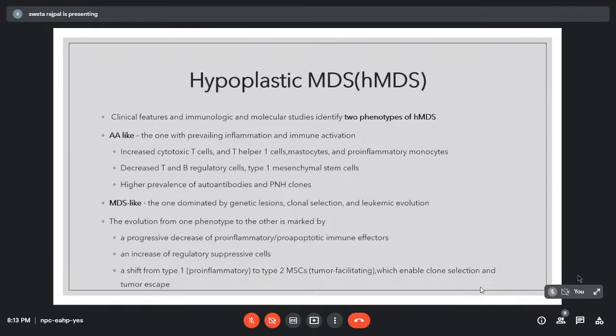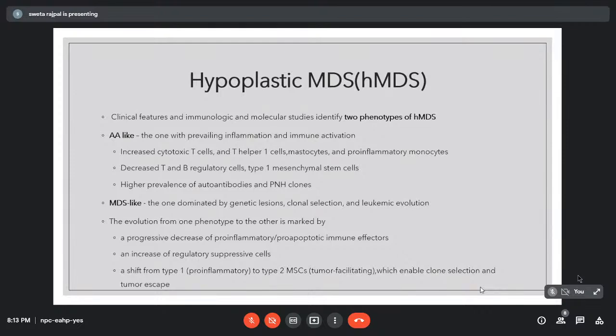So in aplastic anemia-like, what happens? We have prevailing inflammation and immune activation. We have increased cytotoxic T cells, along with mast cells and pro-inflammatory monocytes, and decreased regulatory T cells, and we have increased prevalence of autoantibodies and PNH clones. In MDS-like, we have typical MDS-like genetic lesions, like cytogenetic abnormalities, and we have clonal selection and leukemic evolution. The aplastic anemia-like phenotype can evolve to MDS-like.